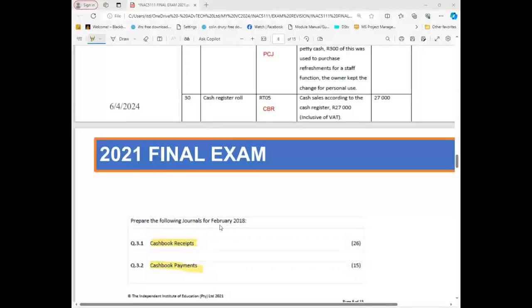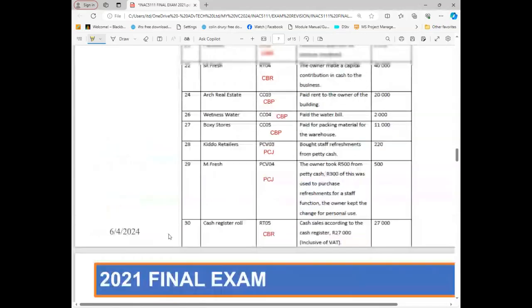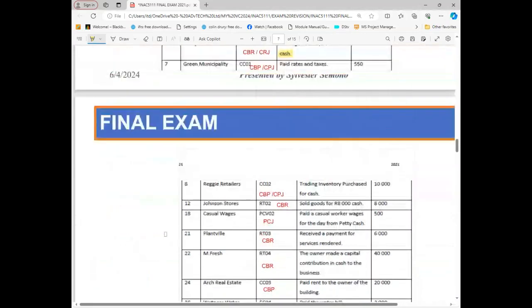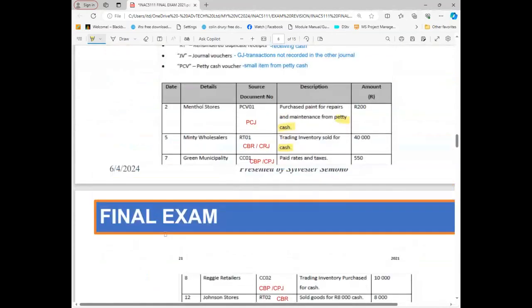Now let's go and record. See if we can be able to record. So remember, we are starting with the Cashbook receipts or cash receipts journal. So we must go back down there and make sure that we identify any transactions where we said CBR.